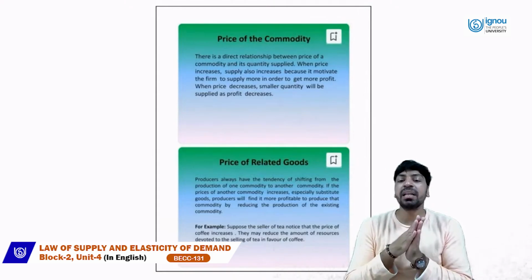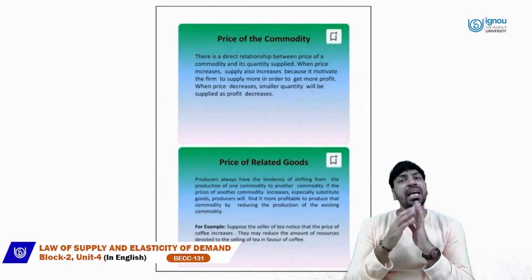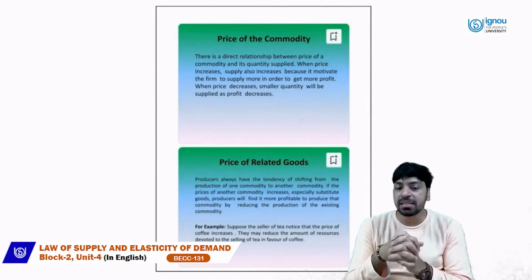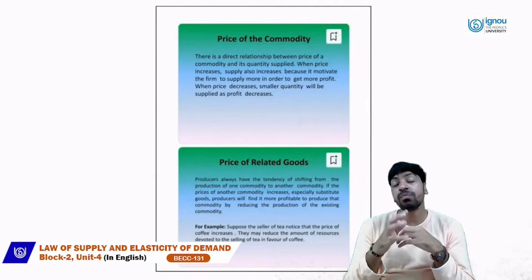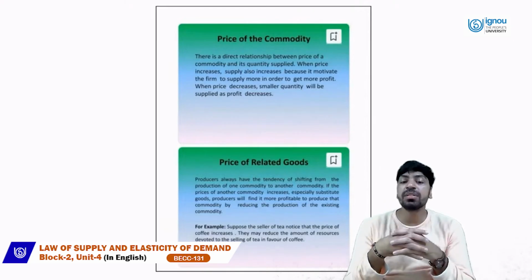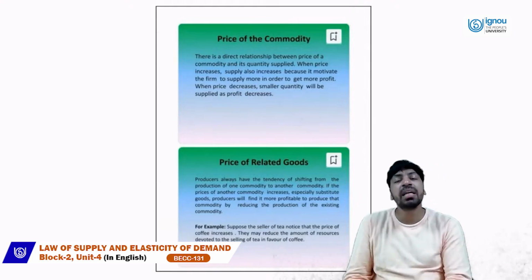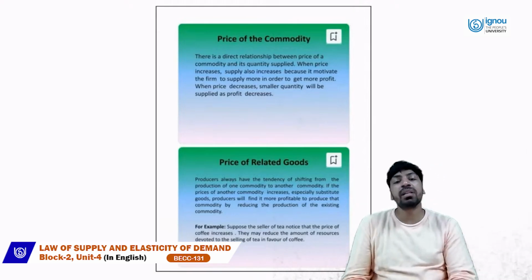So if a seller would like to reduce the production of one good, he could push the amount of resources toward the supply of another commodity, which would increase in favor of coffee.